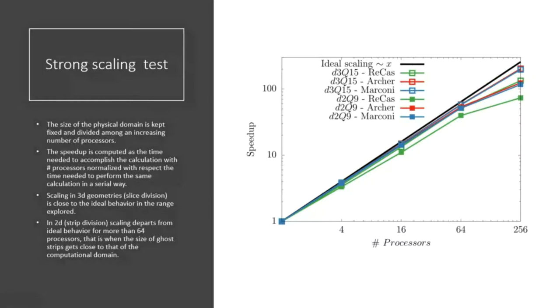To have an idea, you can get results in one day if you're using 256 processors. You can get results that otherwise, using just one processor, you would get in almost one year. That is something very good, actually, for your research.